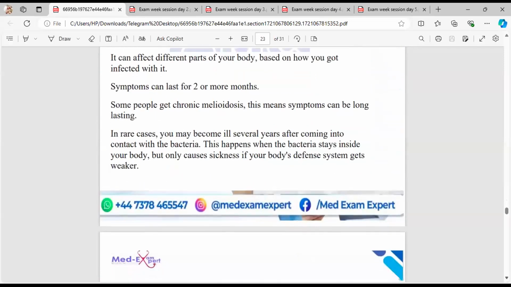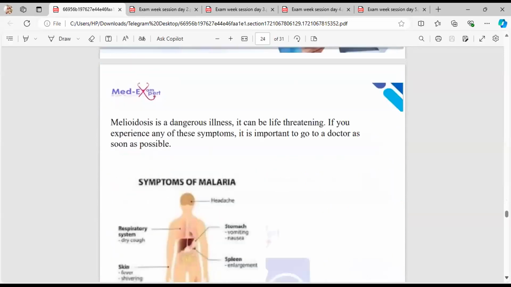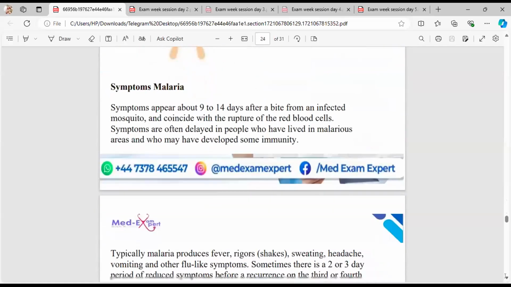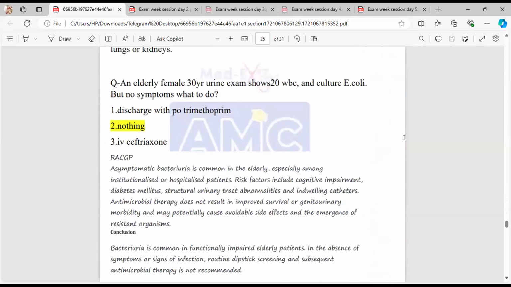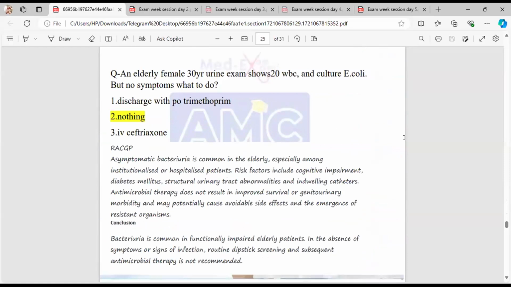And I put all the explanations as well related to melioidosis, and also malaria and all these things. Next: an elderly female, 30-year, urine examination shows 20 WBC and culture E. coli, but no symptoms. No symptoms. What to do? So yes, again, what RACGP says, this is the point.